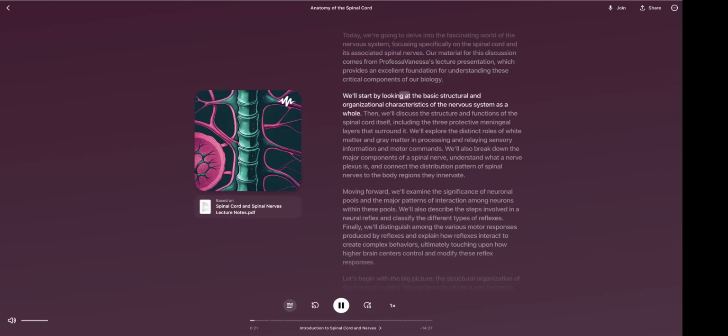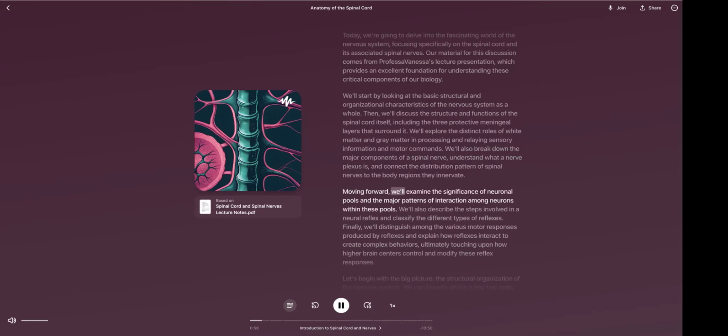We'll start by looking at the basic structural and organizational characteristics of the nervous system as a whole. Then we'll discuss the structure and functions of the spinal cord itself, including the three protective meningeal layers that surround it. We'll explore the distinct roles of white matter and gray matter in processing and relaying sensory information and motor commands. We'll also break down the major components of a spinal nerve, understand what a nerve plexus is, and connect the distribution pattern of spinal nerves to the body regions they innervate.